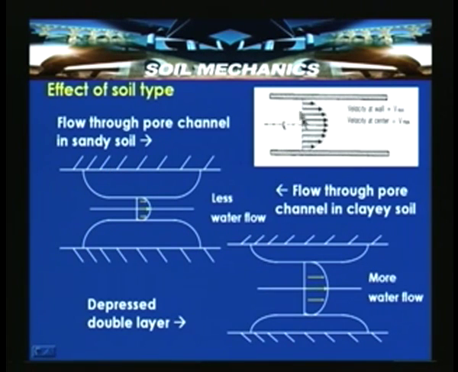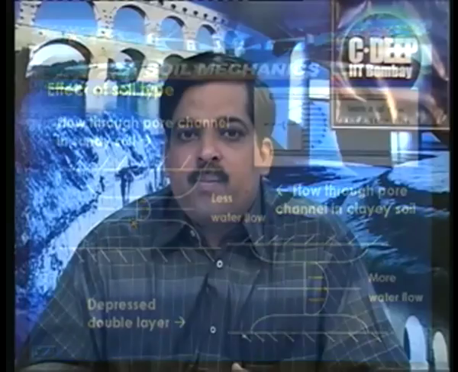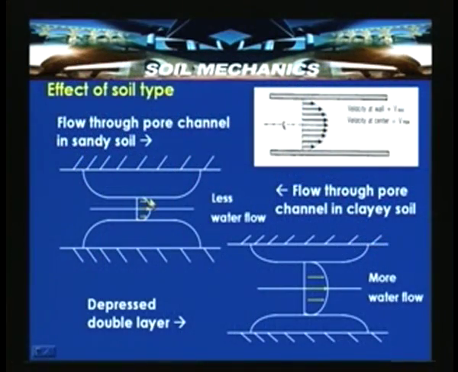Here the coating of adsorbed water layer is absent in the case of sandy soil. In this case, you can see the flow through a pore channel in a clay soil with a depressed double layer and a developed double layer. If the layer is depressed because of some cation exchange taking place, there can be more water flow because the double layer is depressed, which is shown here. In case the double layer is fully developed, then we will see that less water flow takes place.